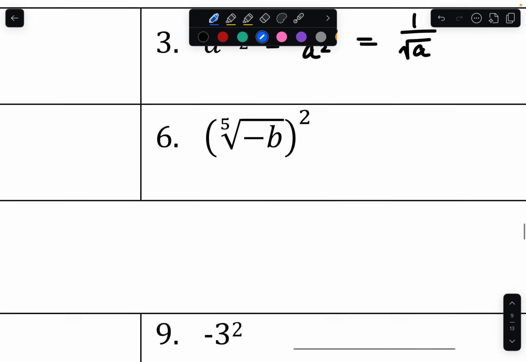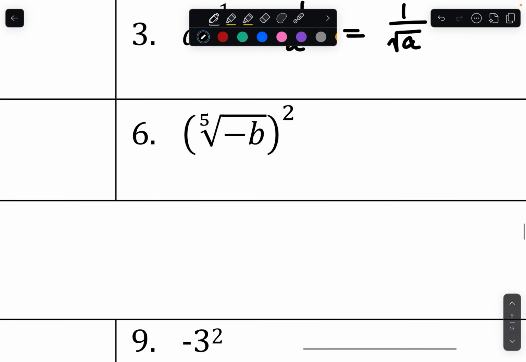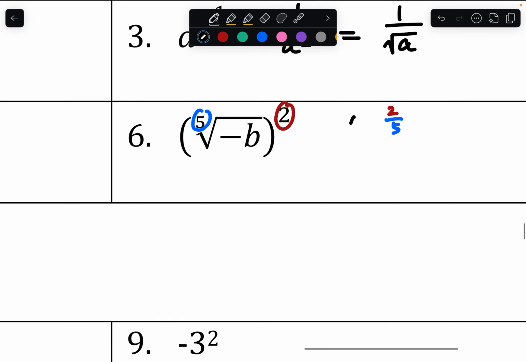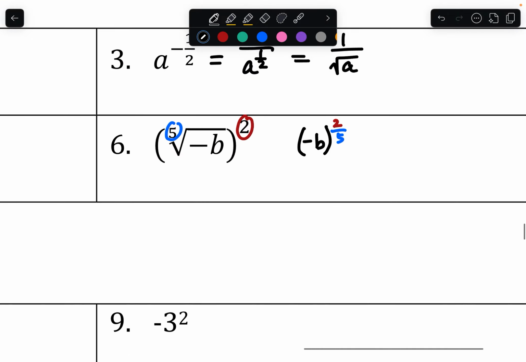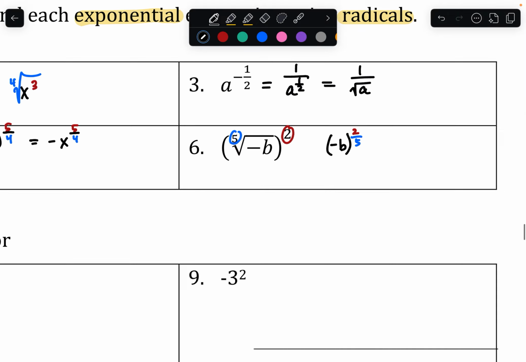Okay, so here the negative is inside. Okay, and so 2 is the power, and 5 is the root. And what we are raising to the 2/5 power is a negative b. Okay, so that's why I'm using parentheses this time, because the negative is inside the radical.